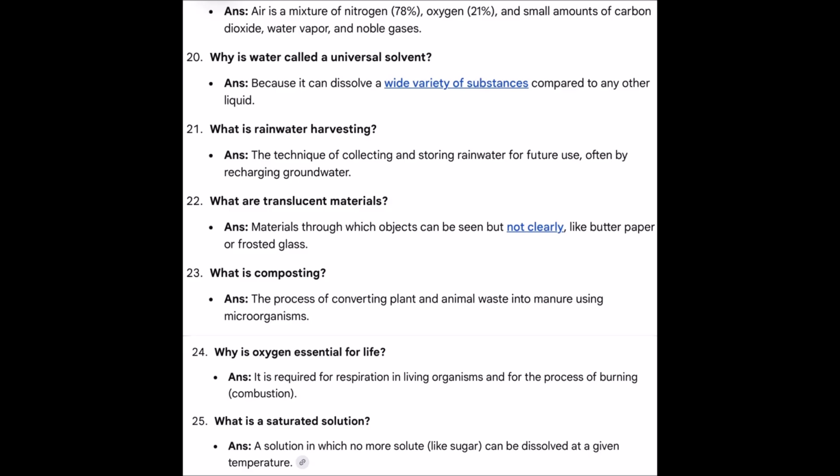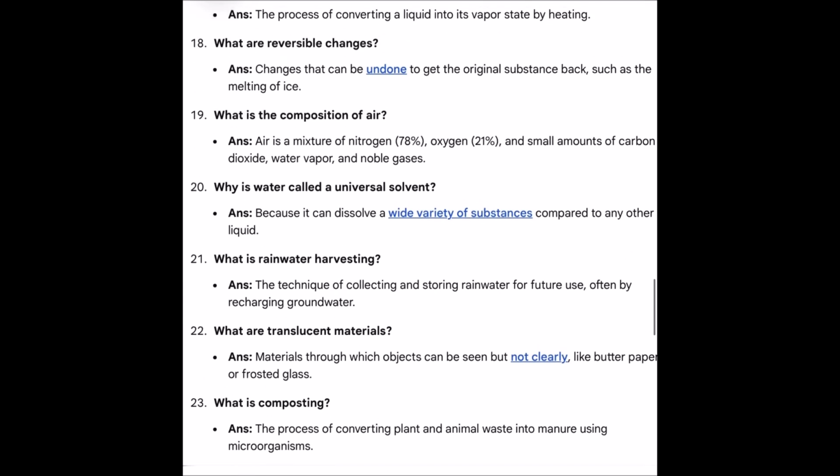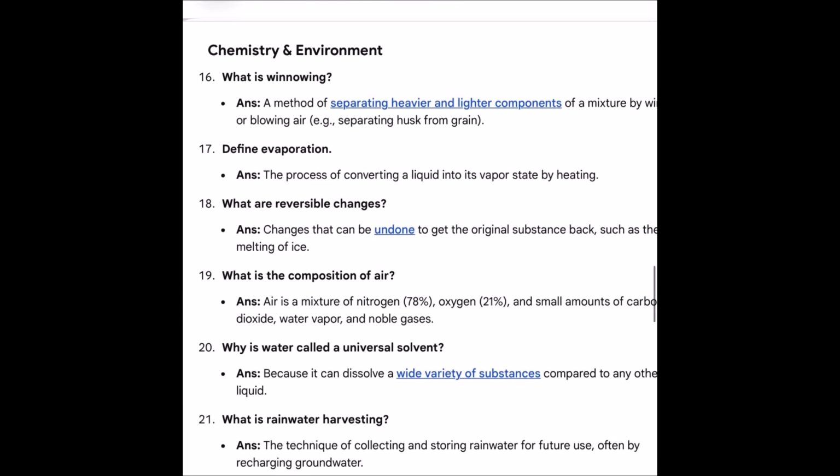Our last question, which is question 25, is, what is a saturated solution? So the answer is, a solution in which no more solute, like sugar, salt, anything which we are dissolving in the solvent, can be dissolved at a given temperature is called a saturated solution. So these are all the questions based on chemistry and environment.